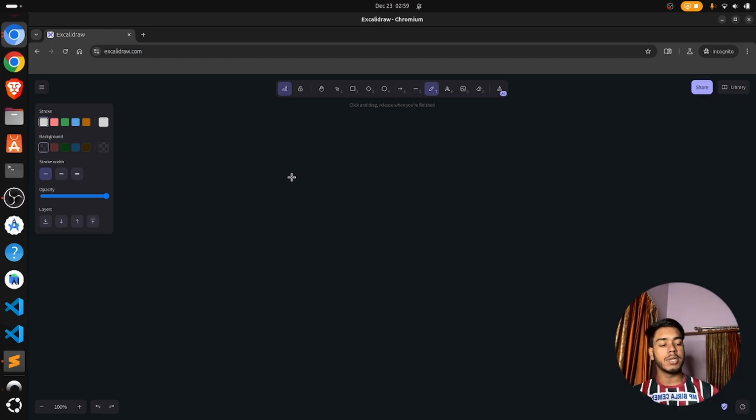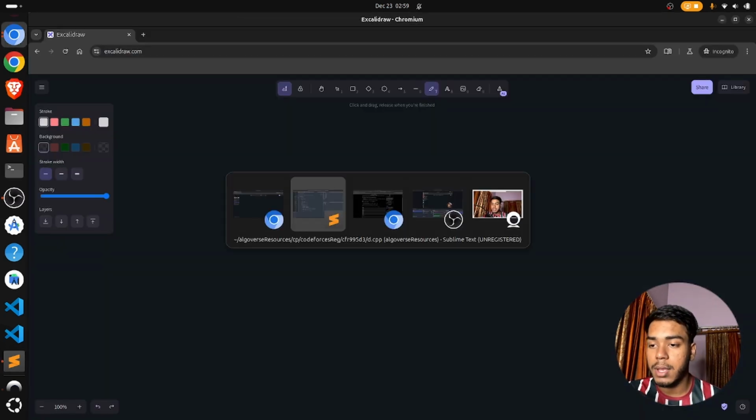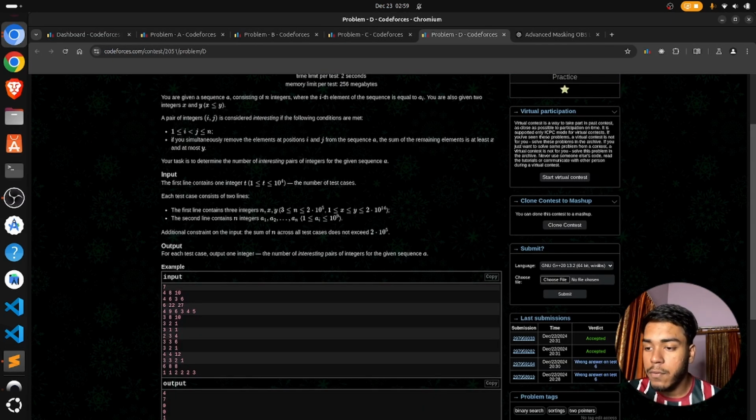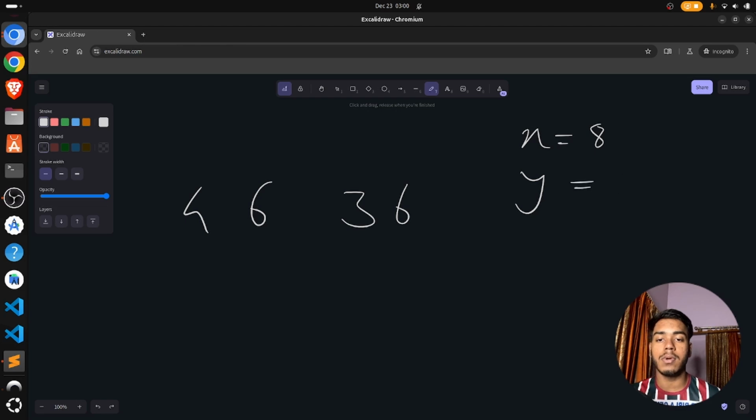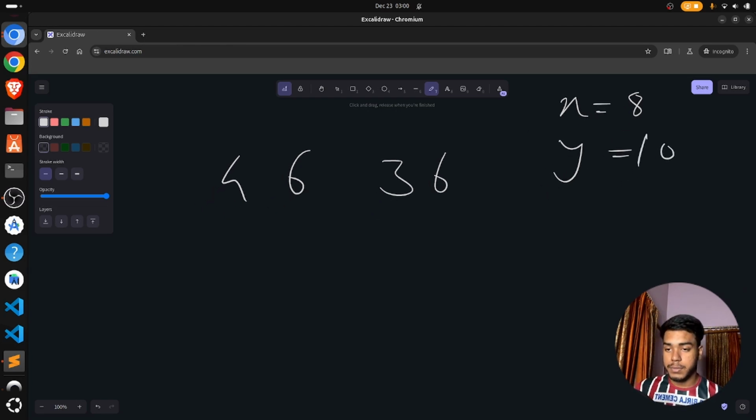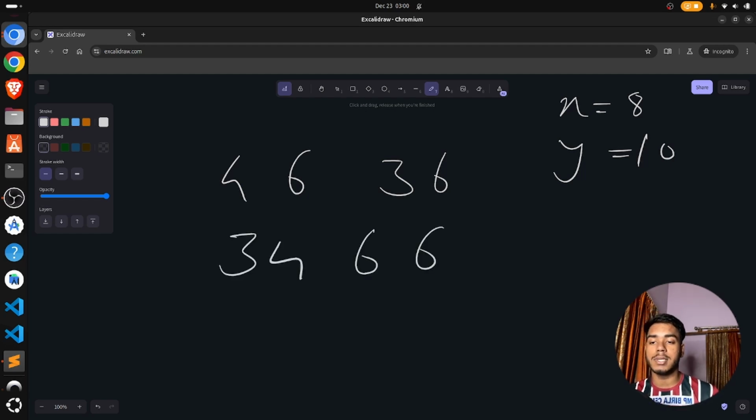I will take the first example only. The first example is 4 6 3 6, and your given range is x is 8, y is 10, and your array is this, 4 6 3 6. So if you sort this, your array will become 3 4 6 6. So you can notice something.